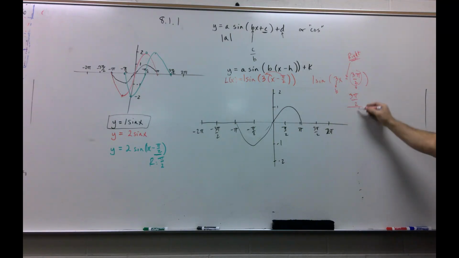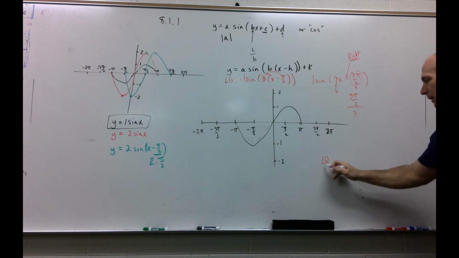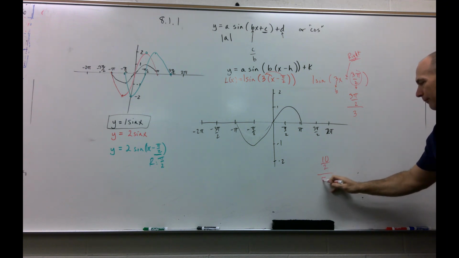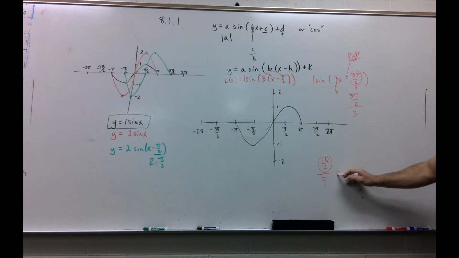All over b, which is 3. Now, I'm just going to go ahead and teach you a little something, something. 10 over 2 over 5. Now, we know 10 over 2 is 5, so 5 divided by 5 is 1. Why am I showing this to you?